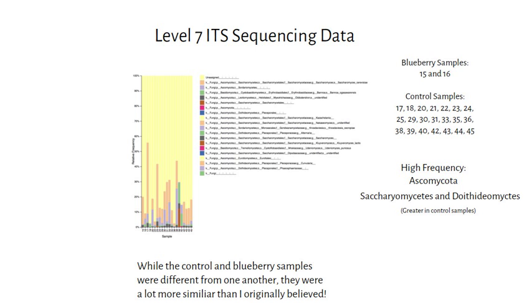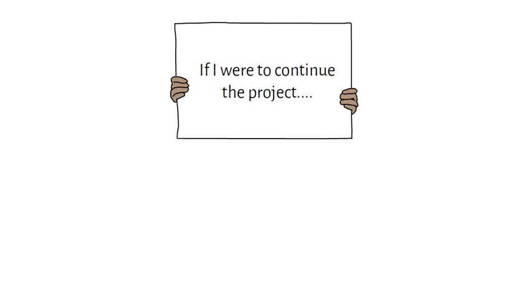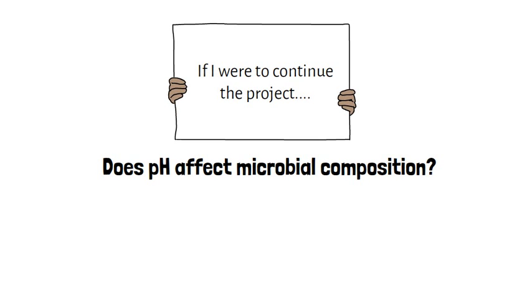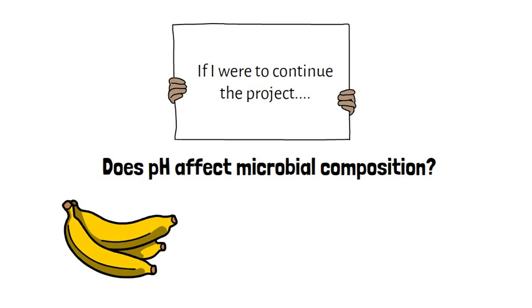After completing this project, I'm curious to see if the pH of fruits affects microbial composition. This is something that I would potentially like to look into. Blueberries are considered to be a more acidic fruit, therefore it would be interesting to see if there is a difference in composition when looking at samples containing more basic fruits, such as bananas, melons, and peaches.